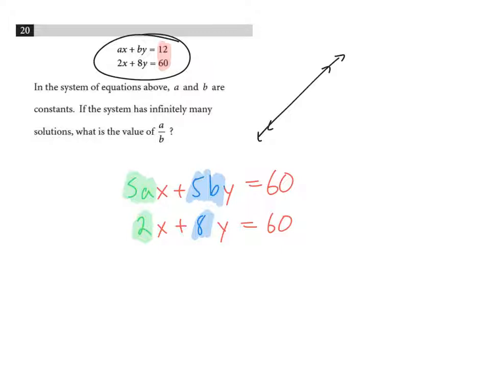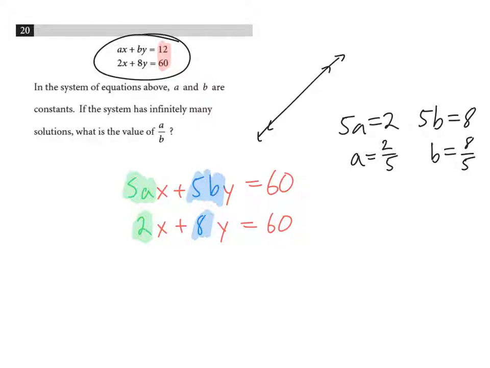Okay, so I've got 5a equals 2 and 5b equals 8. Therefore, a equals 2/5 and b equals 8/5.